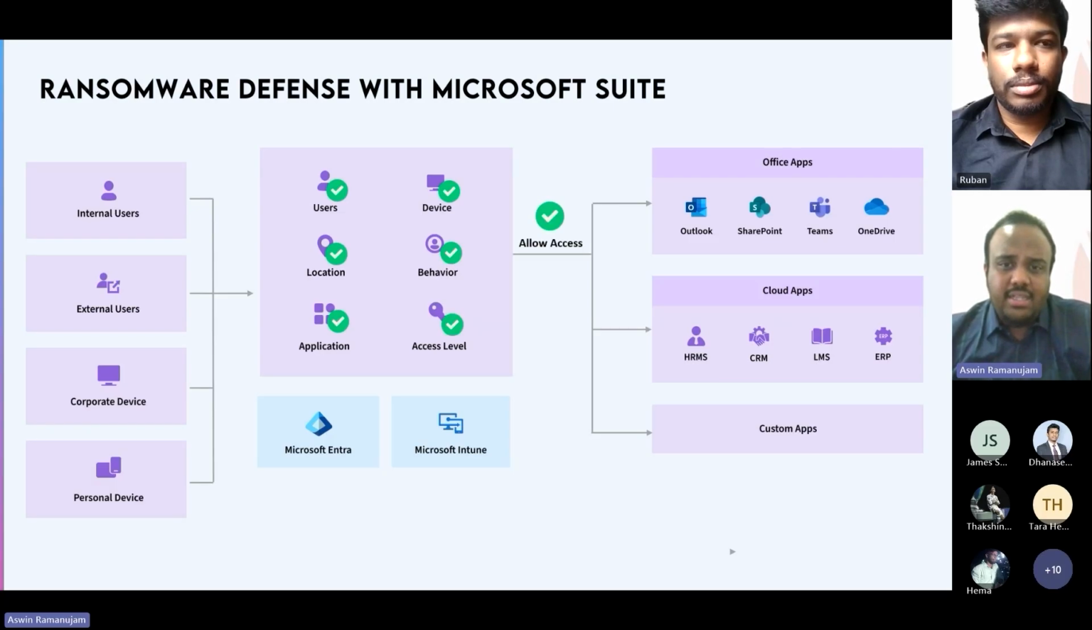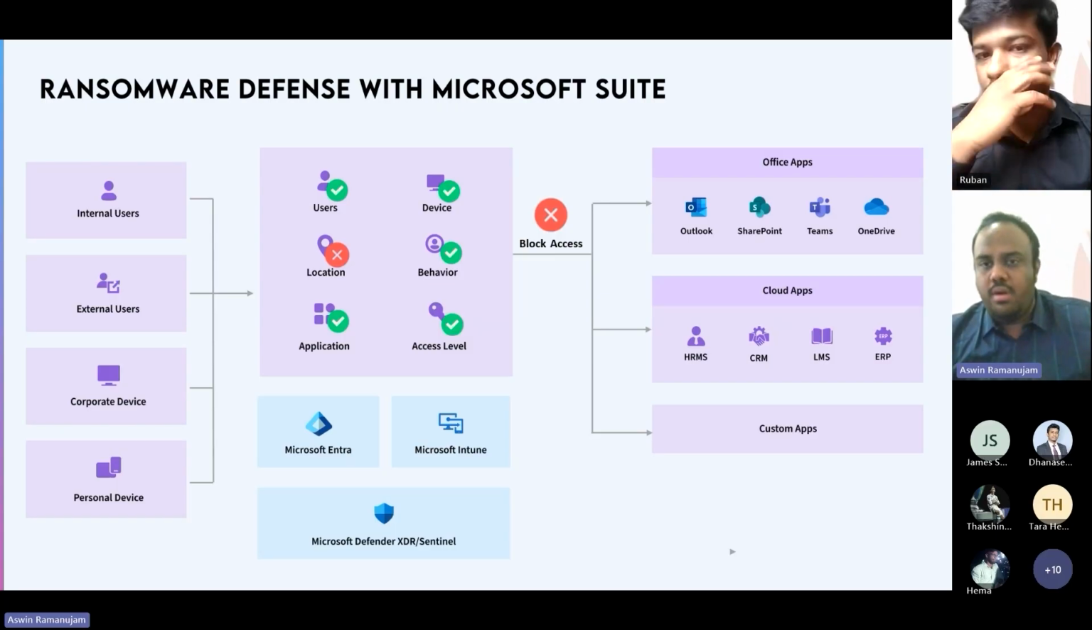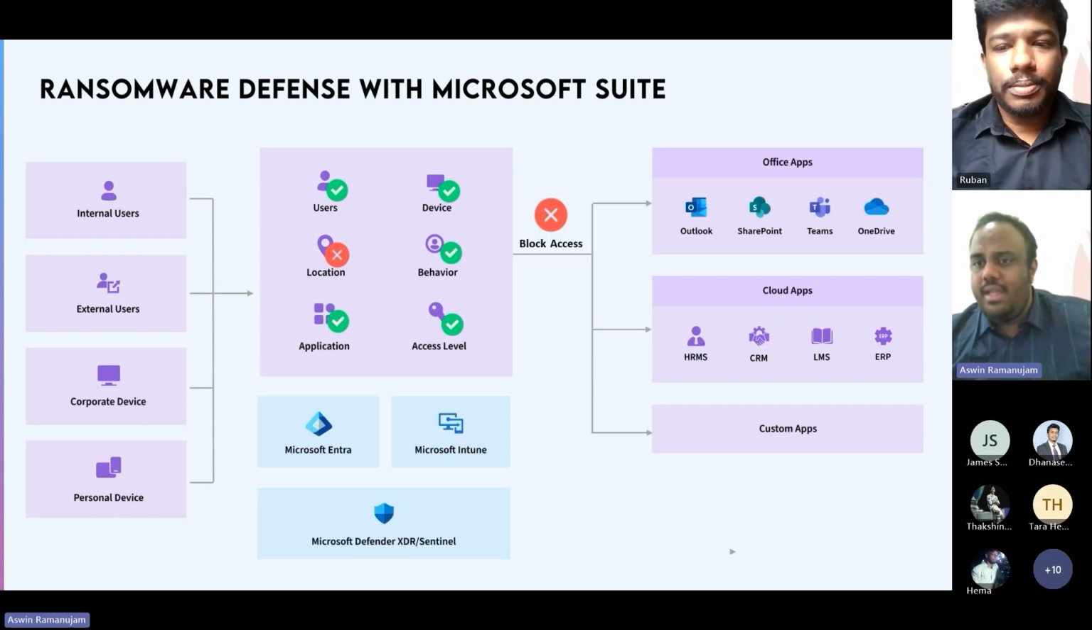So if there is any discrepancy with that expected behavior, for example if the user is trying to access from an unfamiliar location, the access is immediately blocked to the system and the monitoring system that we have in place gets notified. So with that, the initial access that we were talking about gets stopped right there itself.